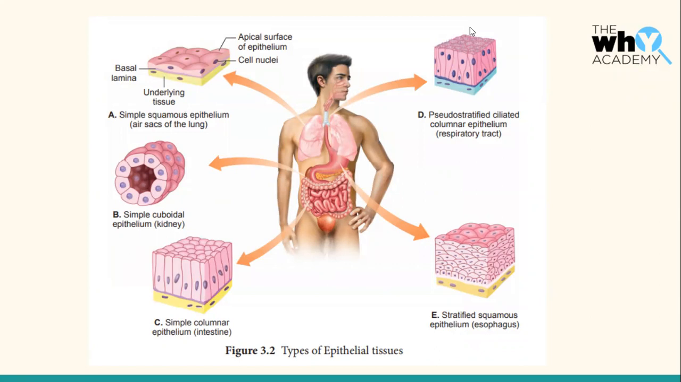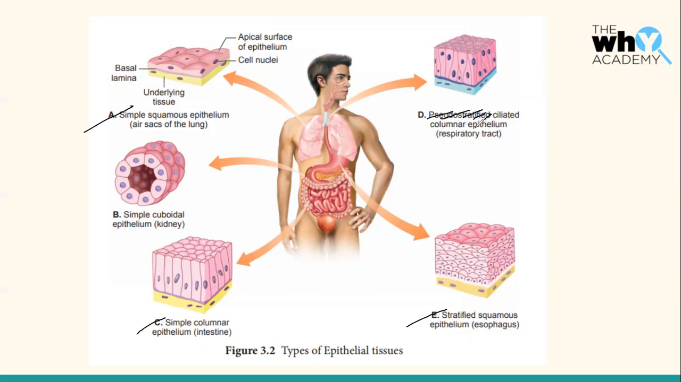Wait, let me just use the pointer. Simple squamous, I'm talking about this one. Stratified squamous is here. And then you come back to columnar. So simple columnar in the intestine, this is how it looks. You can ignore this word, this is not required at your stage. So you can remember it just as ciliated columnar epithelium, right?